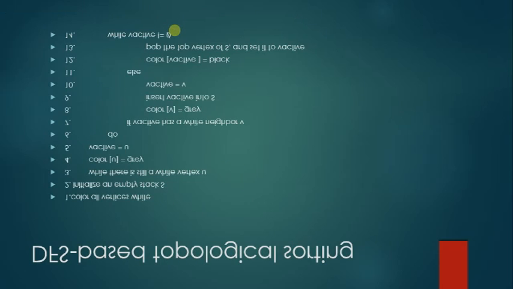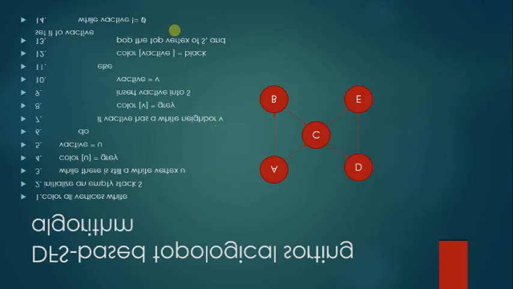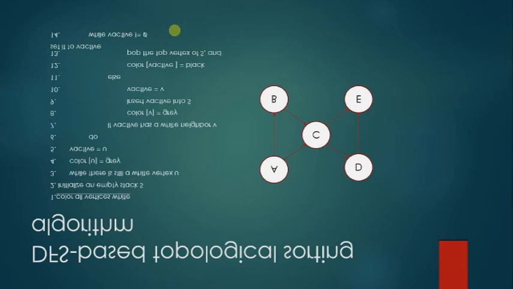Algorithm. First, color all vertices white. It means it is unvisited. Then initialize an empty stack S. While there is still a white vertex U, this loop will go on.